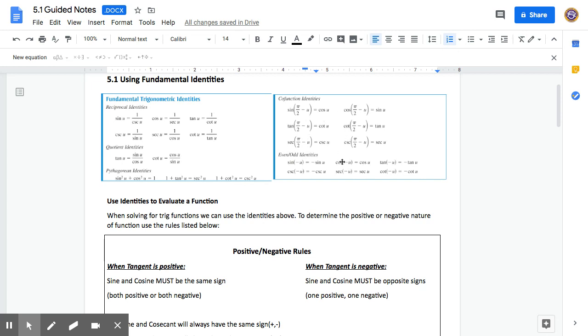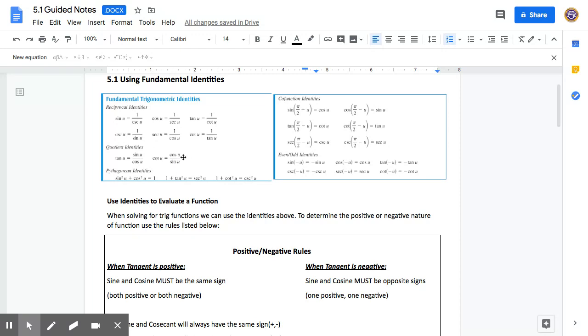And I don't really see cotangent is negative. That's probably not going to help us. So let's try this one. And this is kind of like a trial and error process. There are different ways to go about this, different ways to do it. So I'm just going to show you a couple of different ways.